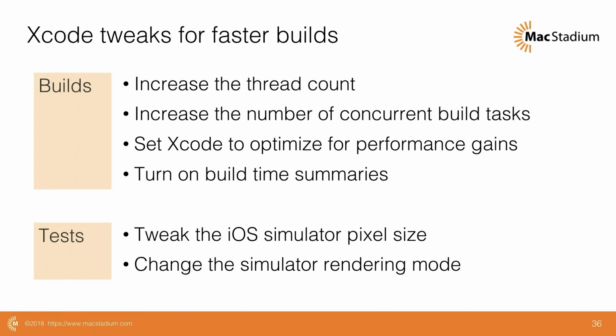The final thing on this list is to turn on your build time summaries. This is a way that if you've enabled some of these quick tweaks and you're not seeing the build speeds you want, you may want to look at the build time summaries to see where your code is actually taking the most time to build. And that can take you back to refactoring, but at least you'll know where to start your refactoring to get the biggest bang for your buck.